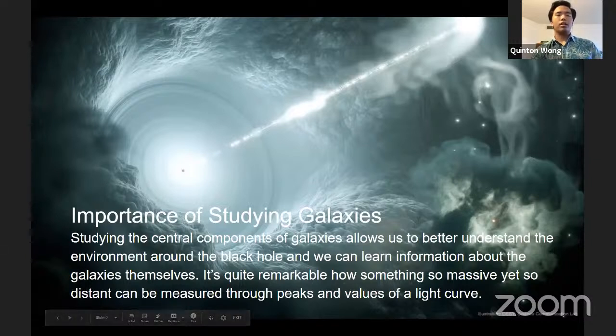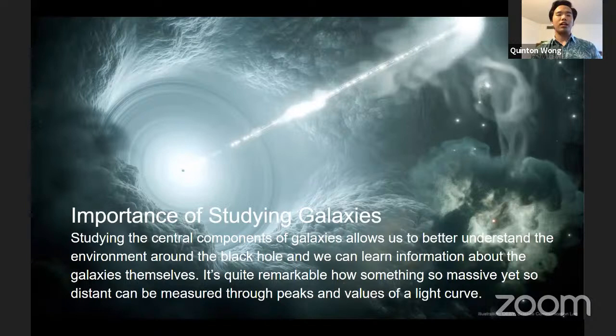And I guess in the grand scheme of things, when we talk about the importance of studying galaxies, why do we study them in the first place? Studying the central areas of galaxies can allow us to better understand the environment around the black hole itself. From there, we can learn more information about the galaxies themselves. It's quite remarkable how something so massive and so distant can be measured just through peaks and values of a light curve. Yeah.